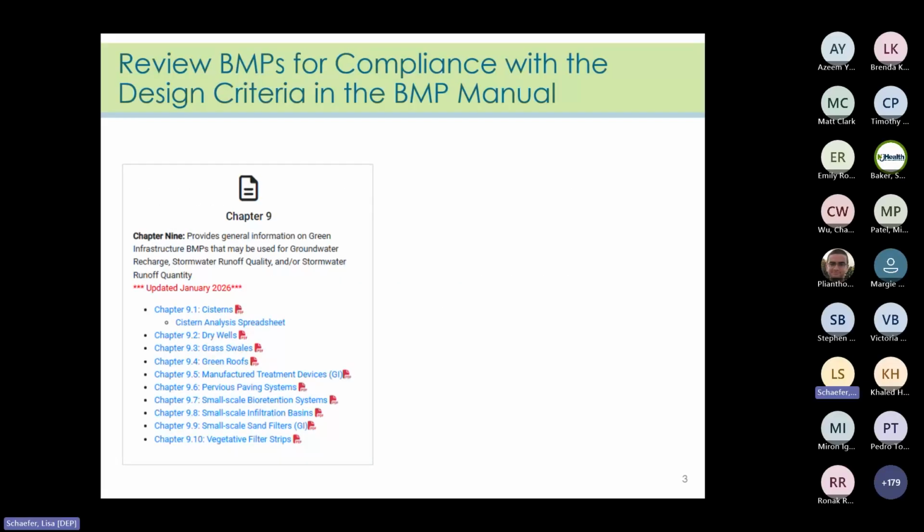So let's start with the first goal, review BMPs for compliance with the BMP manual design criteria. In Module 1, you learned that the BMP manual chapters are arranged in accordance with the order of the BMPs listed in tables 5.1, 5.2, and 5.3, which are directly in the rules. On the next few slides, a list of the respective chapters and the corresponding table from the stormwater management rules are listed side by side for your reference.